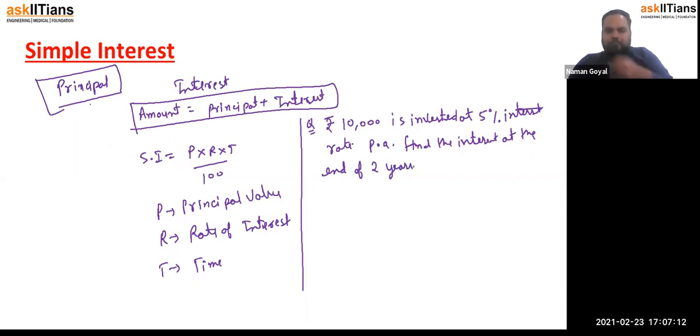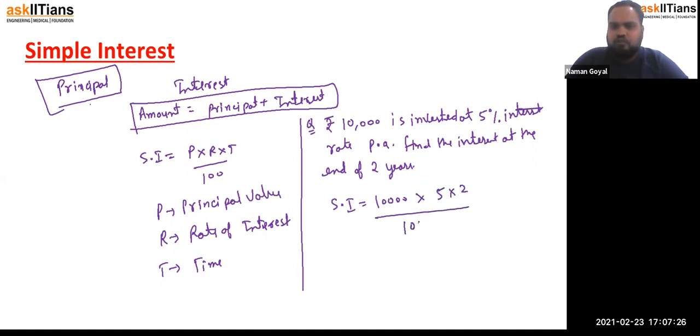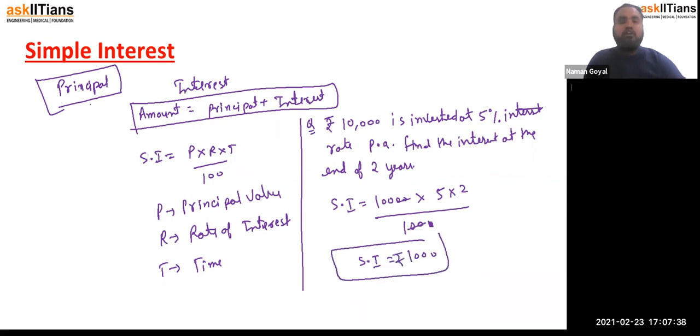Now see, P is 10,000, R is 5, and T is 2. So simple interest is what? 10,000 into 5 into 2 upon 100. Isn't it? 20 will be cancelled out 20. So the interest you have to pay is 1,000 rupees after 2 years. And total amount is 11,000 you have to pay. So that extra 1,000 is known as interest. Are you getting my point?